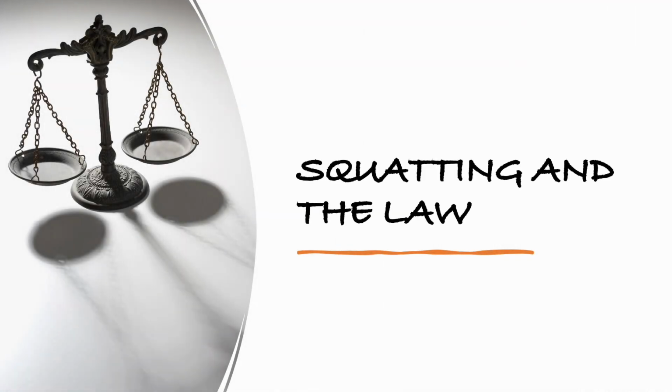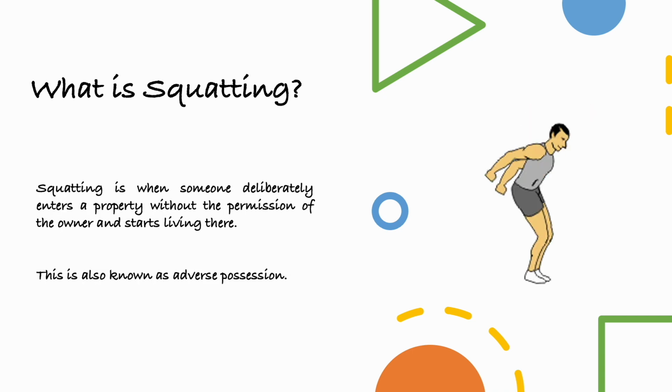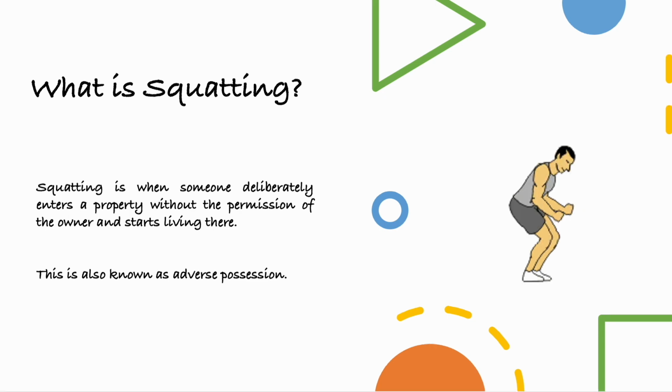In today's video, we will talk about the laws around squatting in the United Kingdom. So what is squatting? Squatting is when someone deliberately enters a property without the permission of the owner and starts living there. This is also known as adverse possession.